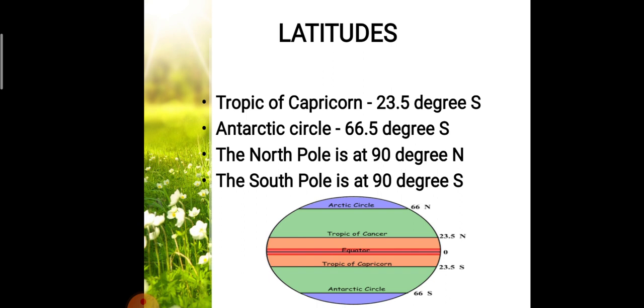Now towards the southern hemisphere, towards the South Pole, we have the Tropic of Capricorn, that is 23.5 degrees south, and the Antarctic Circle 66.5 degrees south. These are the latitudes towards the southern hemisphere. The North Pole is at 90 degree north, that I also explained. The South Pole is at 90 degree south. At the top we have the North Pole, at the bottom we have the South Pole.